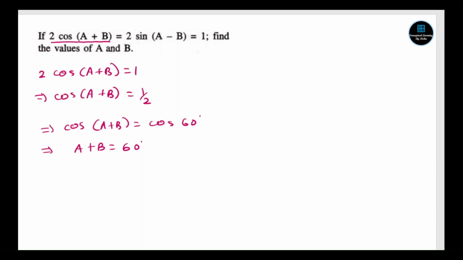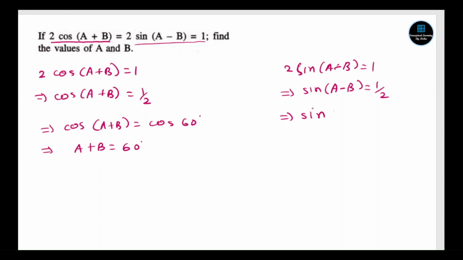Now similar way I'll just take the other two. So 2 sin(a minus b) equals 1. So sin(a minus b) equals 1/2. And I know that sin 30 is 1/2. So I'll just simplify this. So sin(a minus b) equals sin 30 degree. And on comparing the angles, what do I say? a minus b equals 30 degree.